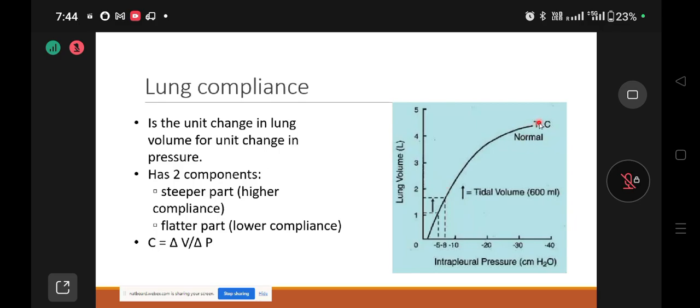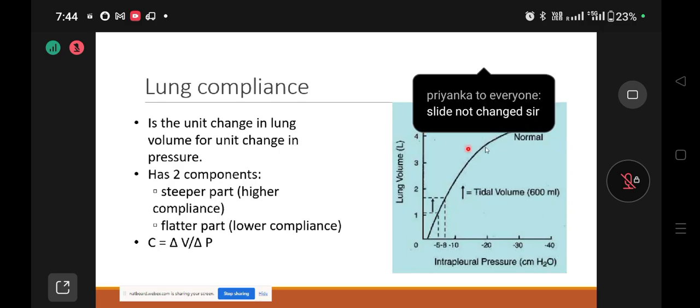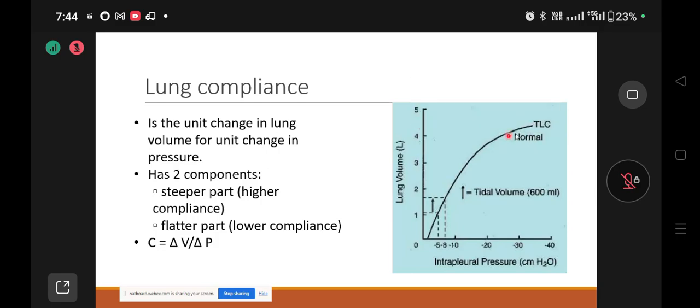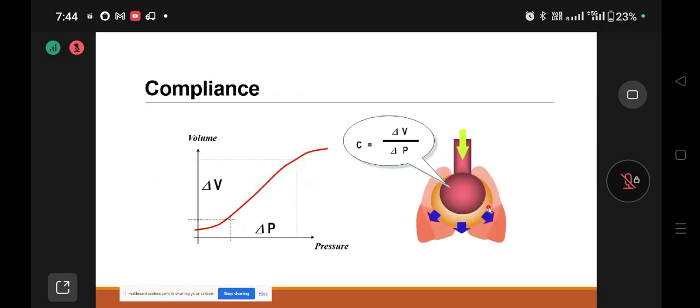On the other hand, if you try to ventilate a child over here, you put in a lot of pressure, but your change in volume would be very less. So if you try to ventilate at this part of the graph, probably the child has a poor or lower compliance. So we always need to keep in mind that we need to target the steeper part of the curve so as to achieve a good compliance. And this is what is depicted over here. So the compliance is delta V by delta P.